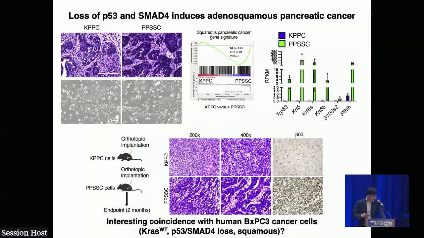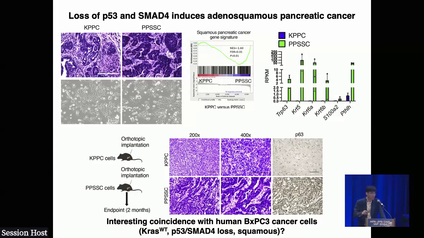As shown here, on the left is the KPPC model harboring KRAS and P53 loss. They develop a classic adenocarcinoma subtype. And on the right, I show the histology of the PPSSC model with the P53 loss and SMAD4 loss, showing the very distinctive adenosquamous pathology. And we can confirm that after isolation and generation of primary cancer cell lines in culture from these mice, we can maintain their adenosquamous phenotype, as we showed from bulk RNA sequencing data.